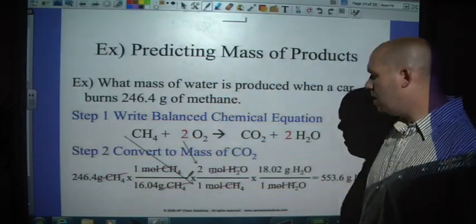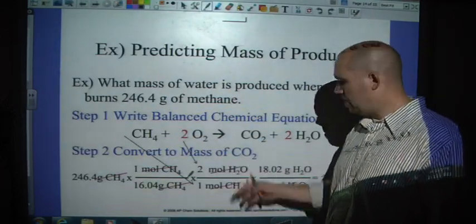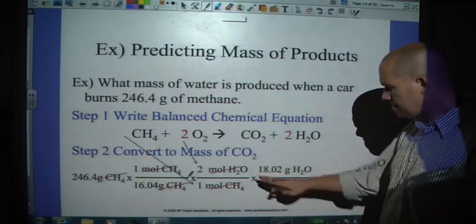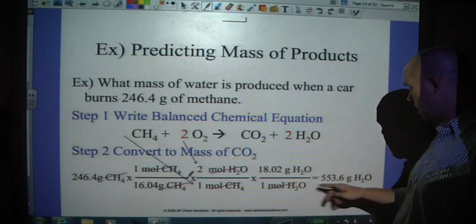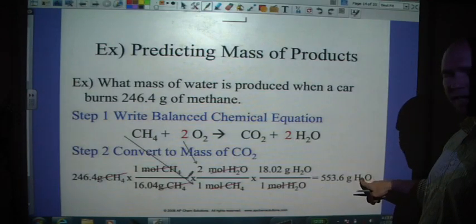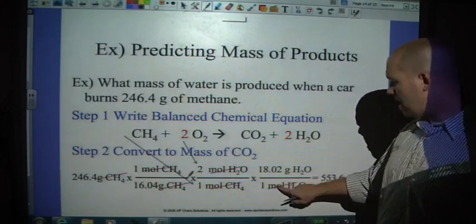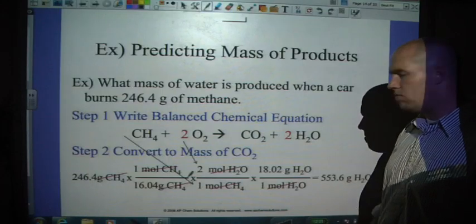The arrow comes down here. So it's a 1 to 2 ratio. Okay, so now we're in water, and we come over here, and we want to get out of moles of water and back into grams of water, because that's where we're ending. So we need to calculate the number of grams per mole.